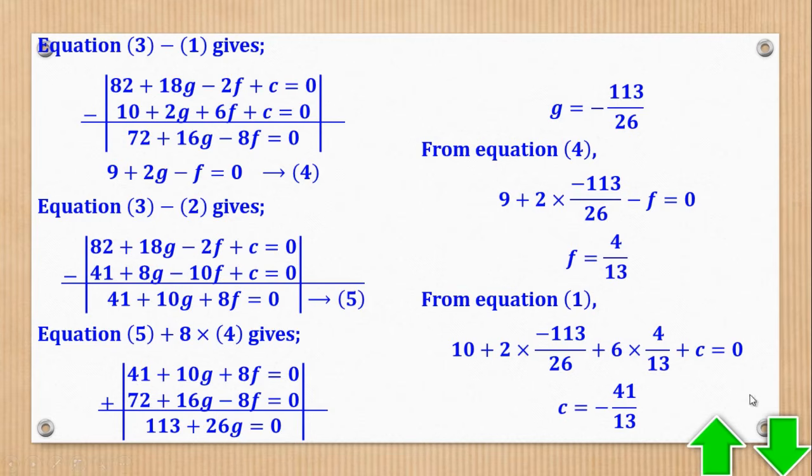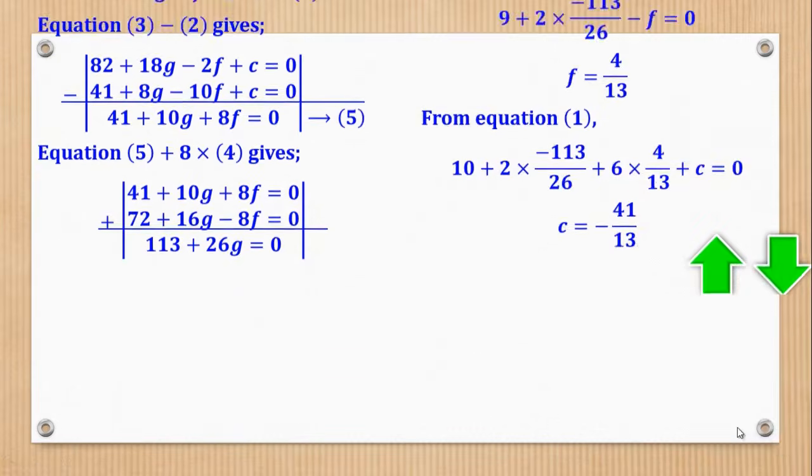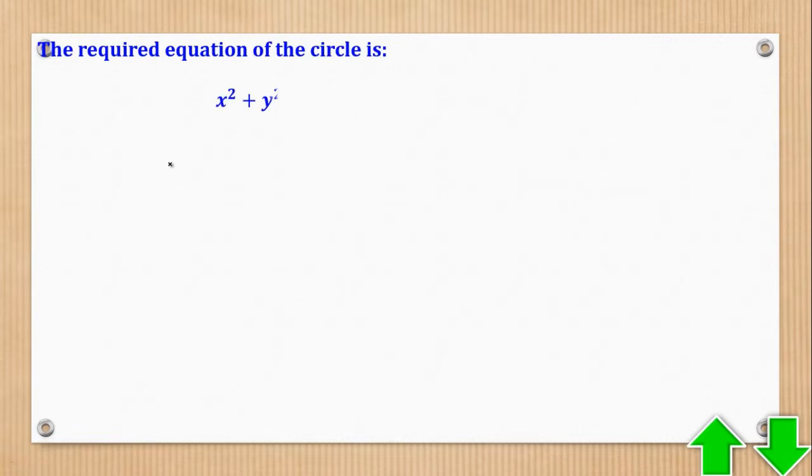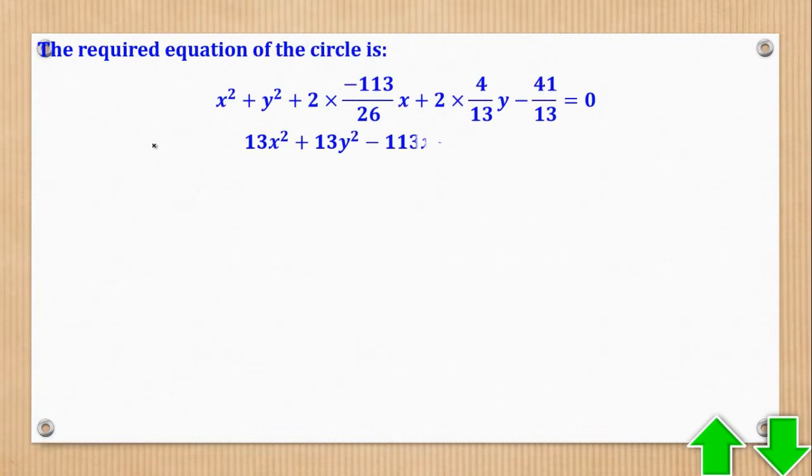So now that I've got G, F and C, I can easily get the equation of the circle. So the required equation of the circle is that. Substitute for G, F and C, then reduce, multiply by the LCM to come up with that.